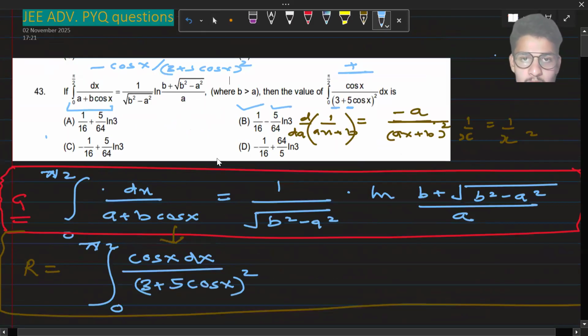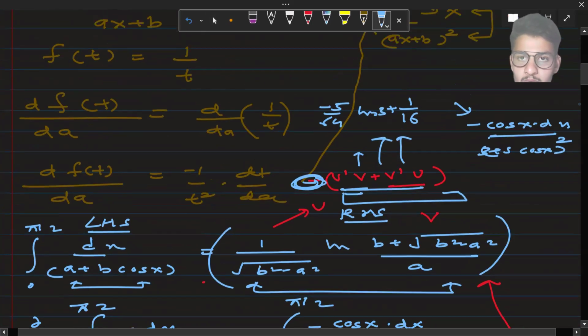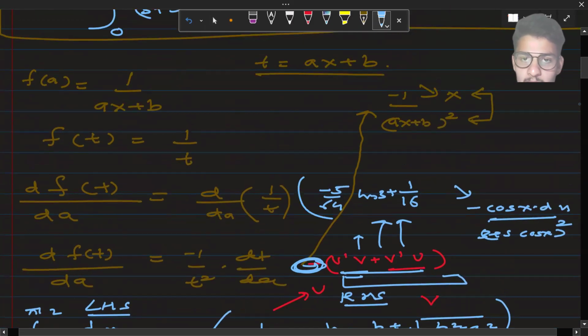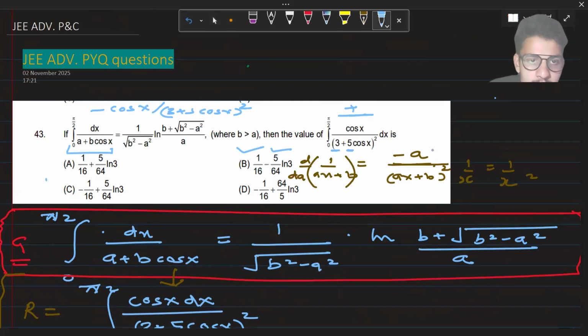So that's the answer of u dash v plus v dash u. But you need to multiply minus 1 into it. When you multiply minus 1 into it, this will change to minus 1 by 16 plus 5 by 64 ln 3. Minus 1 by 16 means the C option will be the right option.